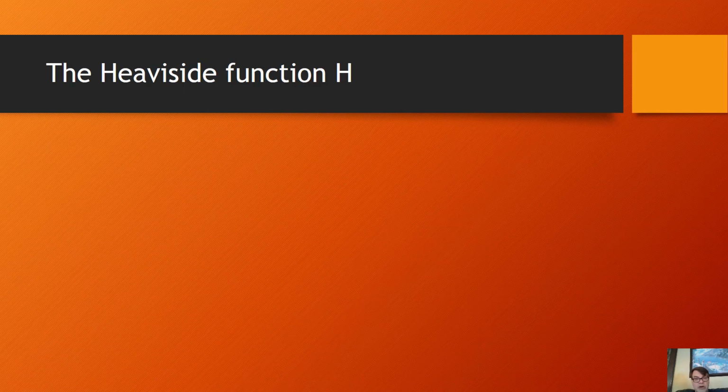The Heaviside function h is a kind of strange function to me, maybe not to you. But basically, for the Heaviside function, the value of the function is 0 if t is less than 0, but it's 1 if t is greater than or equal to 0. So it's basically an on-off situation. If t is less than 0, it's off. If t is greater than 0, it's 1. Okay, there you have it.